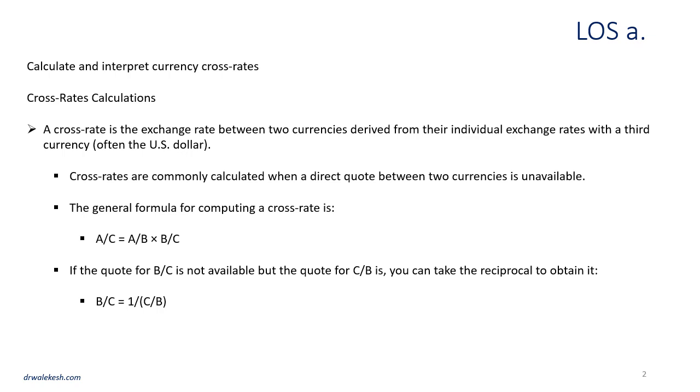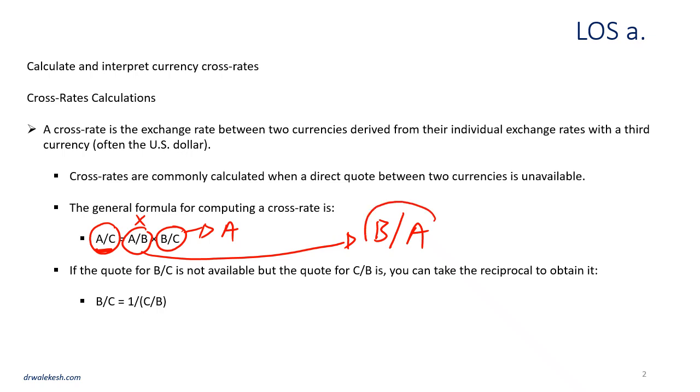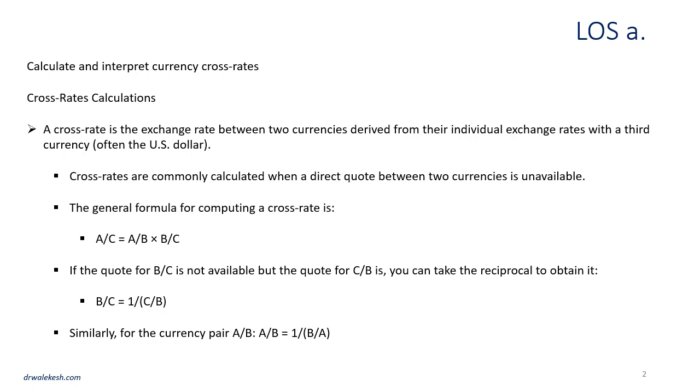Now assume that this quote is available, but unfortunately this quote is unavailable. So what you have available is, let's say, B per 1 unit of A. To compute this cross rate, what can you do? You will have to find the reciprocal of this. So upon finding the reciprocal, A per 1 unit of B can then be inserted here. So this times this will give us this cross rate.